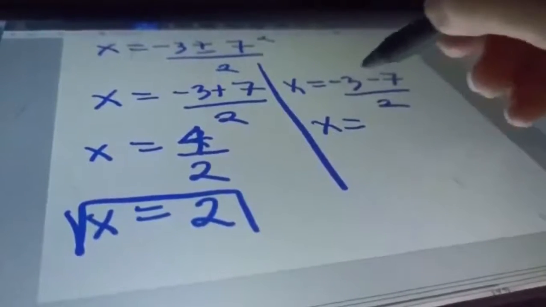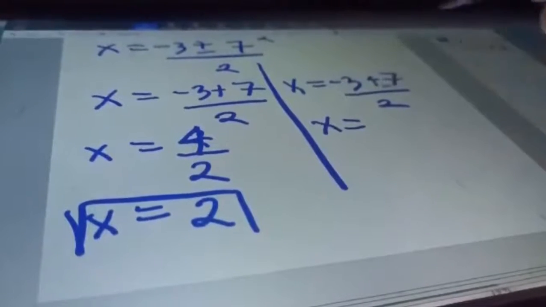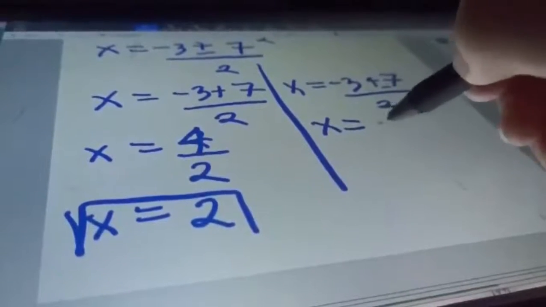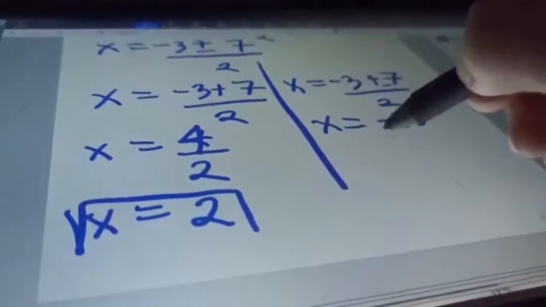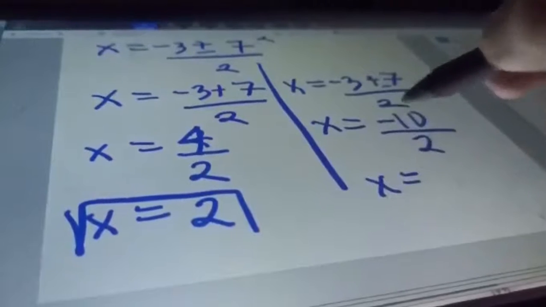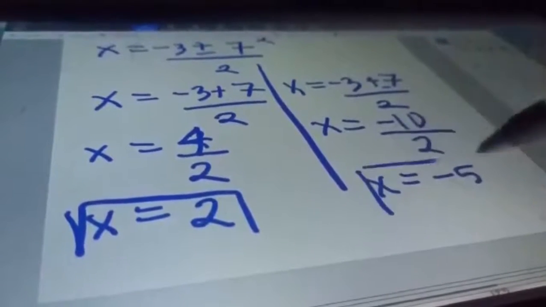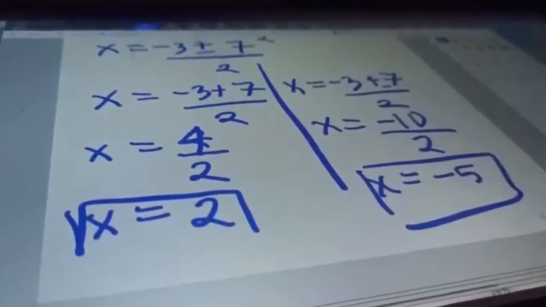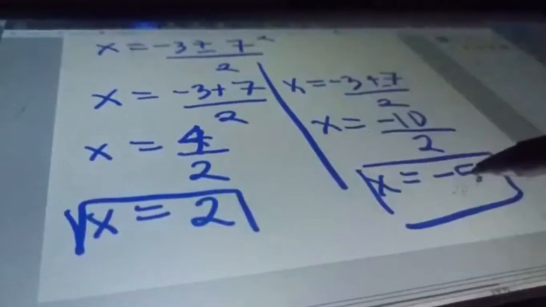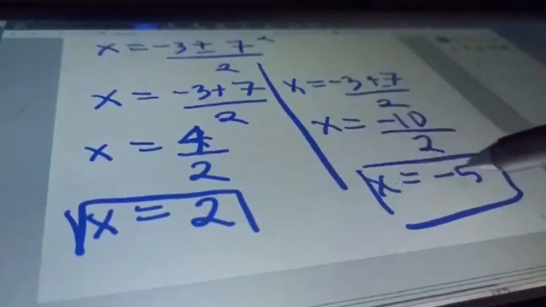Next, x is equal to negative 3 minus 7. It is equal to negative 10 all over 2. Negative 10 divided by 2 is equal to negative 5. Therefore, ang sagot is 2 and negative 5. X is equal to 2 and x is also equal to negative 5.